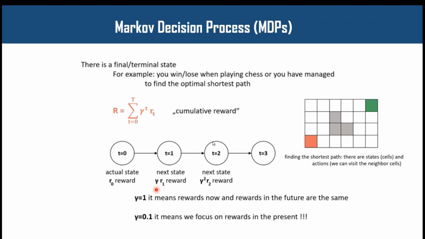plus it is having some gamma factor also. So what is that gamma or discount factor? It prefers the reward now and not in the future. When gamma equals 1, it means the rewards now and the rewards in the future are the same. When gamma equals 0.1, that is very low, it means we focus on the rewards only in the present. Keep that in mind. Then from this state to this state, when the agent is moving, it gets the reward like this, gamma R1, gamma squared R2. That is what this cumulative reward contains: the final reward, the adding up of all the rewards.